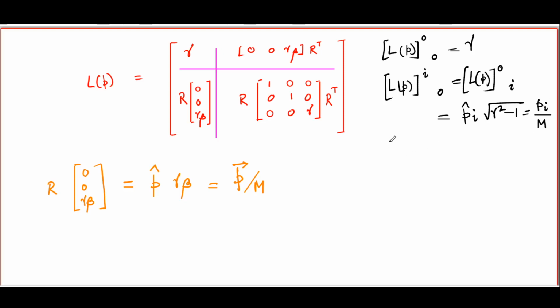So what is left is finding out the purely spatial components L of P i j. And that looks like a bit more work. After all, this is a 3x3 matrix acted upon on the left by R, on the right by R transpose. So basically you are carrying out a similarity transformation using R and R transpose.